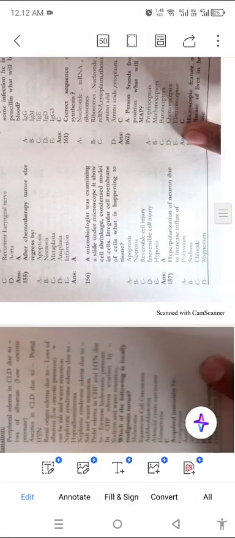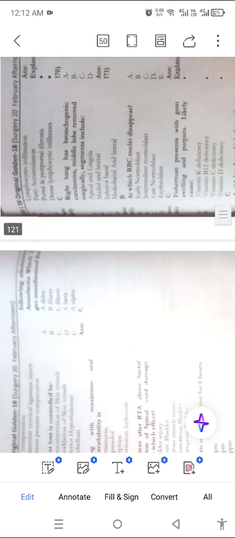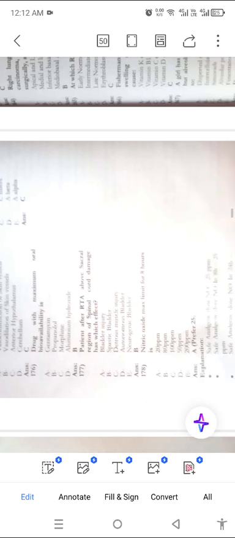Next, death due to hanging. That is the odontoid process, which is basically damaged in this case. Heat loss is controlled by the anterior hypothalamus. The drug with the maximum oral bioavailability is propranolol. A patient after RTA with spinal cord damage above the sacral region has which effect? That is spastic bladder.